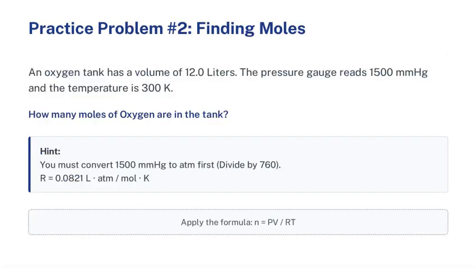Okay, so we need to find moles this time. So let's say you have an oxygen tank and its volume is 12 liters. The pressure gauge reads 1500 mmHg, and the temperature is 300 Kelvin. How many moles of oxygen are in the tank? If you need a hint, you must convert the 1500 mmHg to atm first, and then you use this equation. I'll give you another couple seconds or minutes.